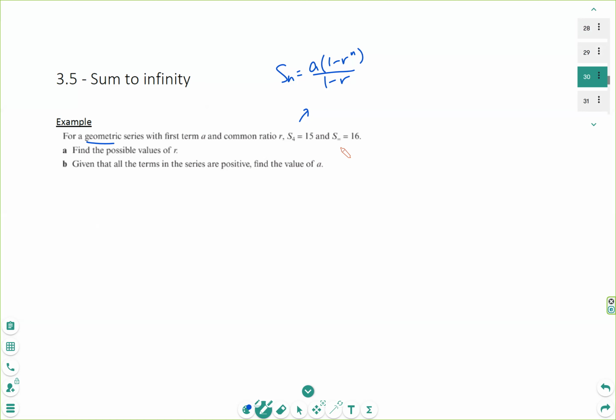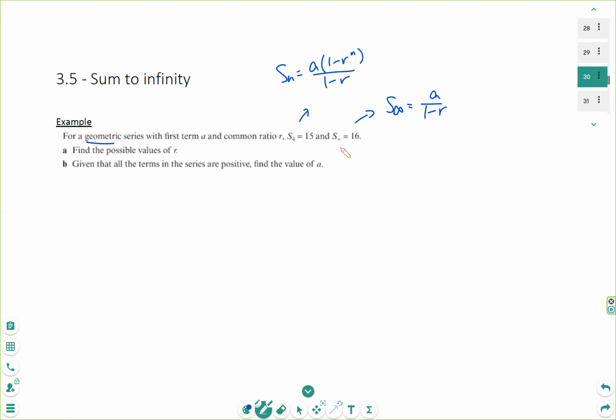Before we start, let me ask you again, before we do anything, what's the difference between a sequence and a series? A sequence is counting the terms. A series is when we add all the terms together. So know the difference. So S to infinity, that's sum to infinity. We know sum to infinity: S infinity equals A over 1 minus R.